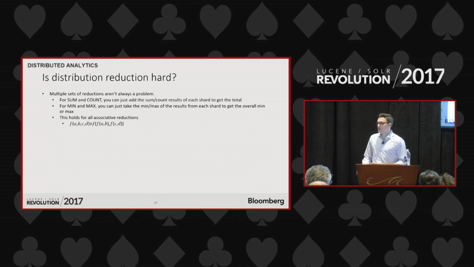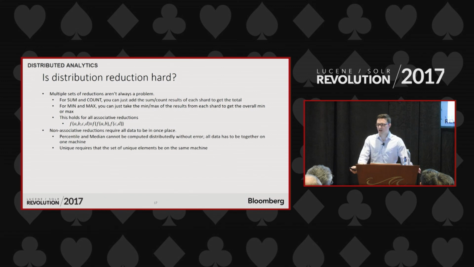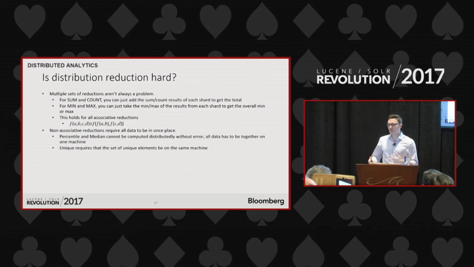Distributed reduction isn't always hard. There are a lot of functions such as sum, count, min, and max where you can just take the reduction over each shard and then apply the same function to each of those results. These are associative reduction functions, so these are the easy ones to compute. However, we support non-associative reduction functions such as percentile, median, and unique. These are not very easy to calculate distributedly, so we need to allow each reduction function to manage its reduction across shards. Let's give some examples of this.